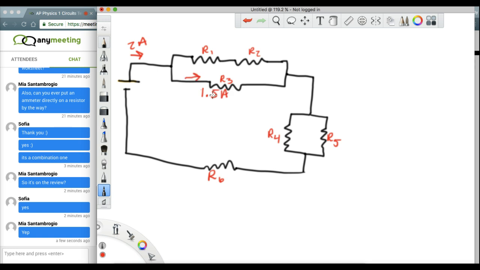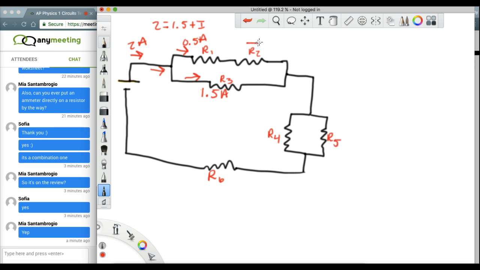And just by looking right now, if I know that the current coming in is 2 amps and the current here is 1.5 amps, then what does the current have to be in this branch here? The 2 must be equal to 1.5 plus the current going through this branch here. So I know this current must be 0.5 amps. So you can go ahead and fill that in on your chart.